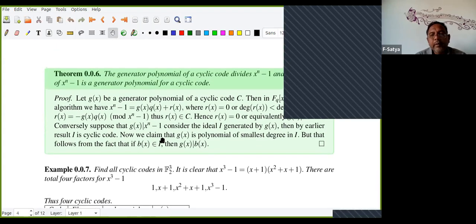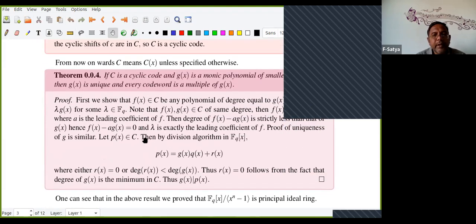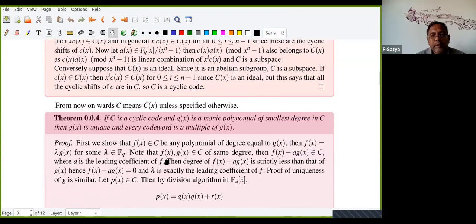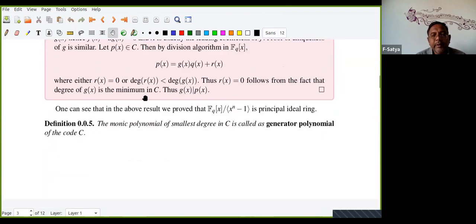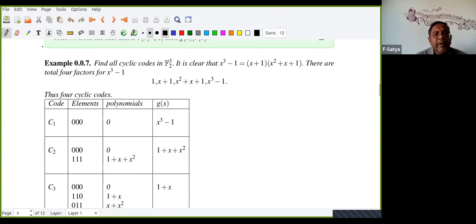One point I want to mention here is that every divisor of x to the power n minus 1 generates a cyclic code, and in the previous result we showed that. Sir, something is blocking. Okay, that is okay. So every codeword is a multiple of g(x), which we mentioned in this theorem, right? We proved it in the previous class, so that I am using here. What I want to convey is that, for example, my polynomial g(x) is the generator polynomial, right? What is actually my c(x), or the codewords, exactly?